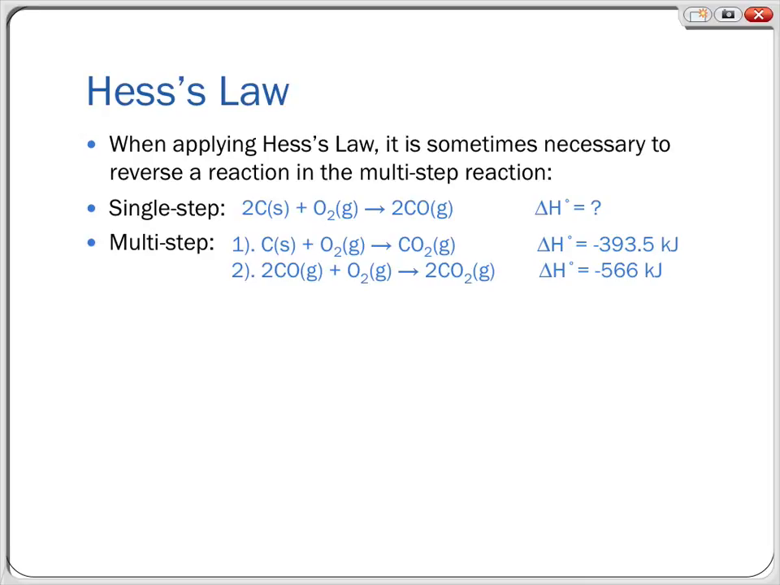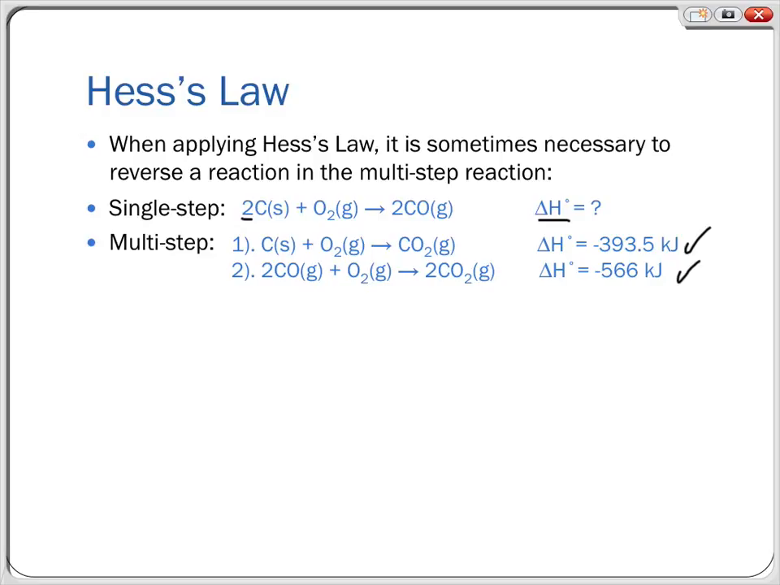So here we have 2C plus O2 yields 2CO, and we want to know what is delta H naught for this. But we do know that this can be written in two steps. C plus O2 yields CO2, and 2CO plus O2 yields 2CO2, and we know the enthalpy changes for these two right here. And so let's see if we can figure out what delta H naught is for our single step reaction.